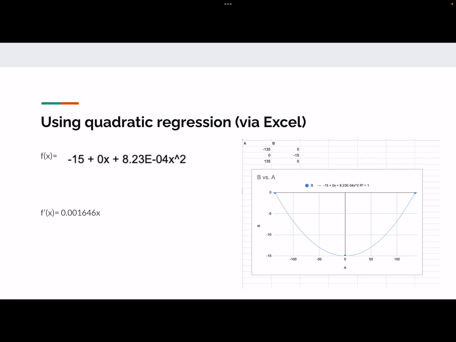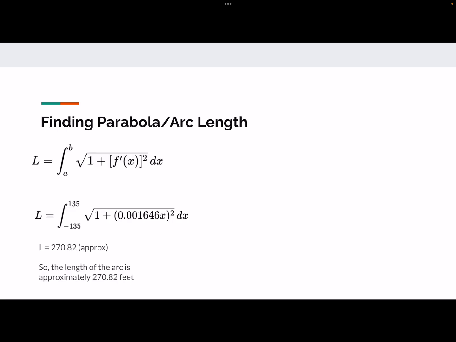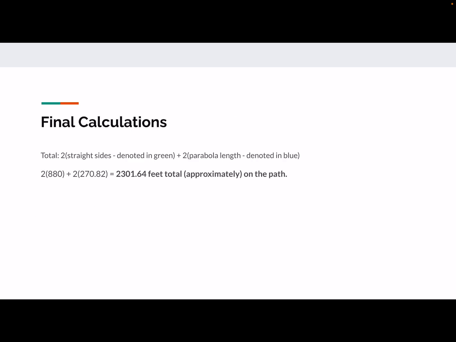0.001646x. To find the length of the parabola, I used the arc length formula, which is the first picture here, which is the integral from a to b of the square root of 1 plus f prime of x squared dx. Since I needed to find the length from negative 135 to 135, I plugged that in, and I also plugged in f prime of x, which I found in the previous slide, and I found L, or the length of the parabola, to be approximately 270.82. So the length of the arc is approximately 270.82 feet.